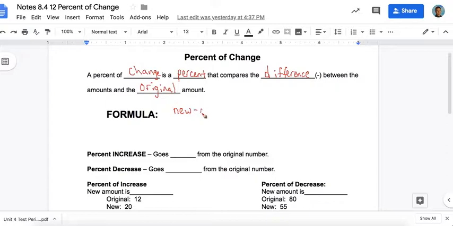minus the original amount, so that's going to calculate the change, and you're going to divide that by the original amount. And then, of course, we have percent over 100.